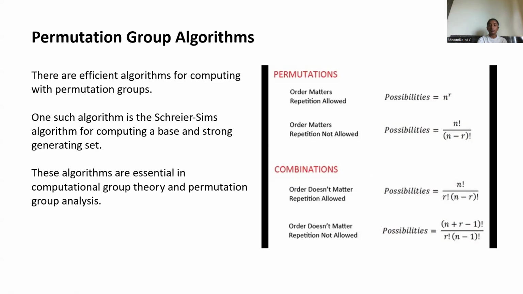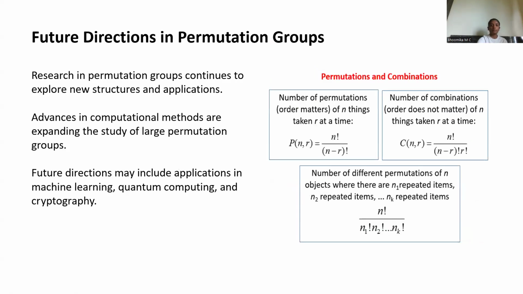Combinations. Order doesn't matter, repetition not allowed: possibilities equals n factorial divided by r factorial times (n minus r) factorial. Order doesn't matter, repetition allowed: possibilities equals (n plus r minus 1) factorial divided by r factorial times (n minus 1) factorial.